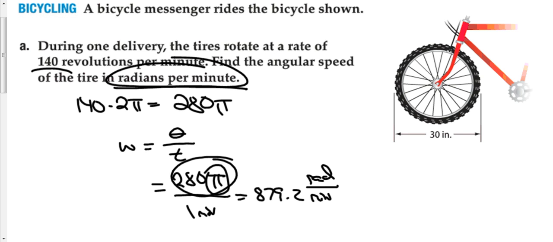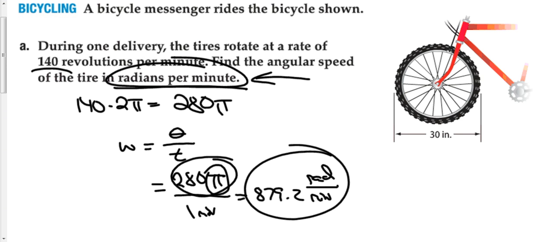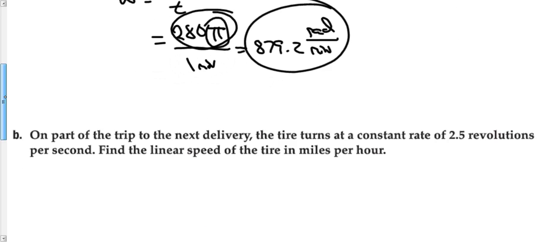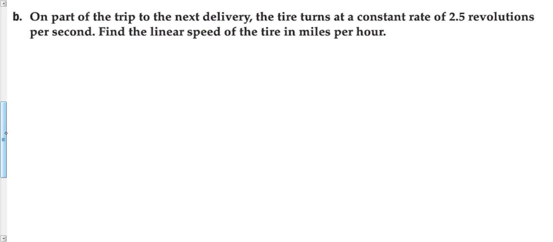If this was not the unit that I wanted, then I would have to take my answer and convert it. Okay? Like the next problem. But for now, angular speed we can find just with my formula for omega. Okay? Let's try one where we have to do some conversions.